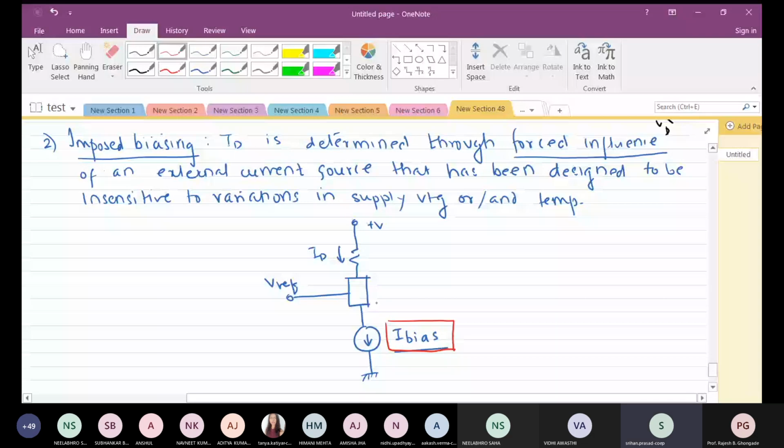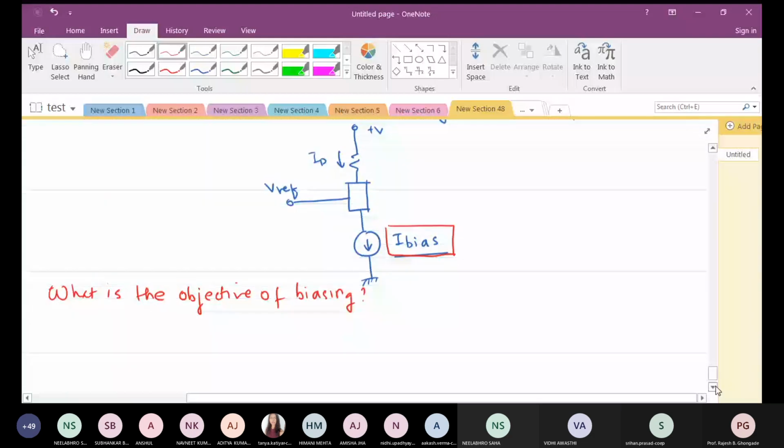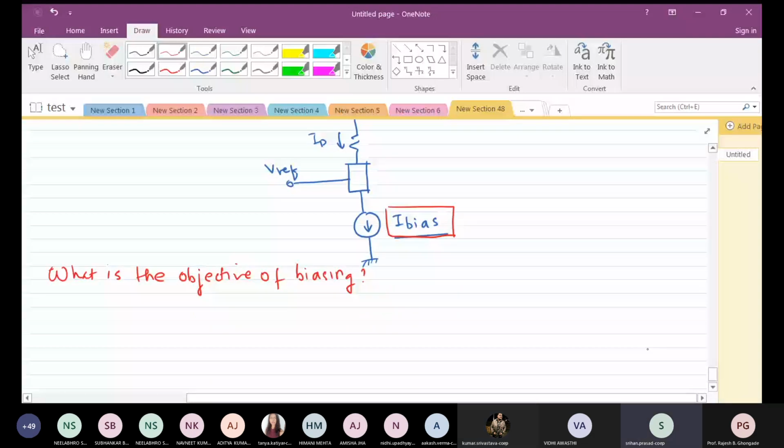By the way, what is our objective of biasing? Let me ask you a question. What is the objective of biasing? Yes, answer me this question. Stability of Q point. Yes, to fix a Q point.